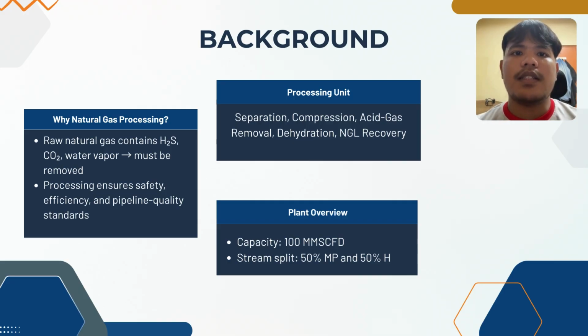Raw natural gas is not clean. It contains impurities like hydrogen sulfide, carbon dioxide and water vapor. This must be removed to ensure the gas is safe, efficient and meets pipeline quality standards. To achieve that, the gas goes through key processing stages including separation, compression, acid gas removal, dehydration and NGL recovery. The plant we're studying handles 100 million standard cubic feet per day with a 50-50 split between the medium and high pressure gas streams. That concludes the background. Moving on to the next part.